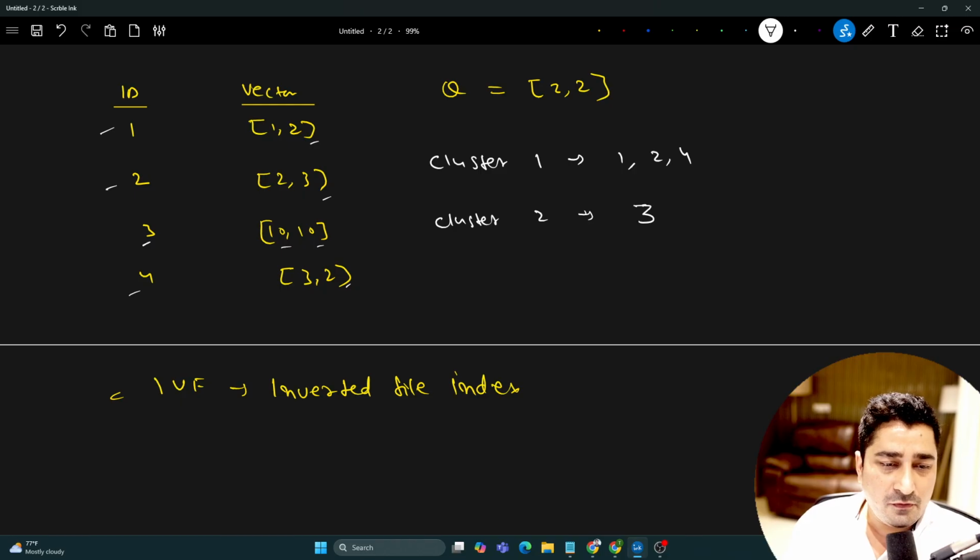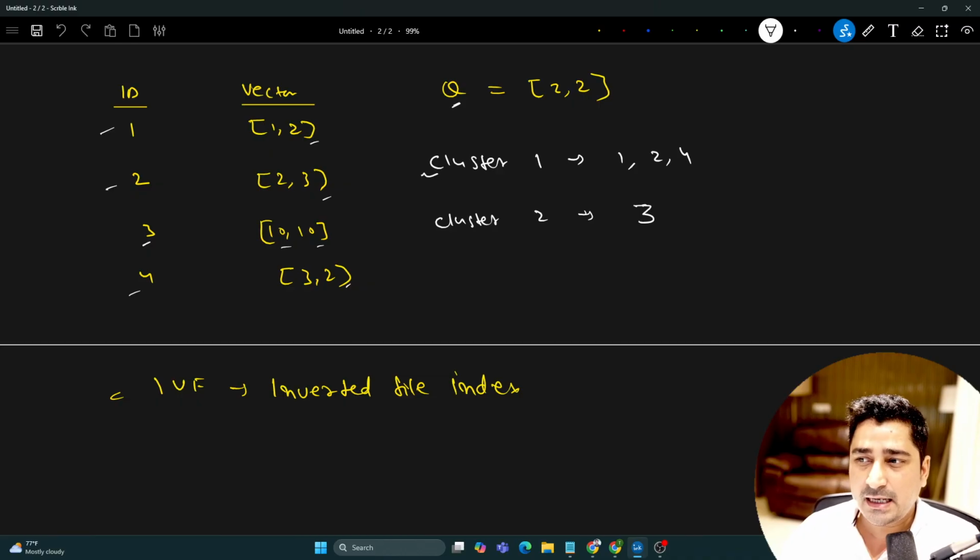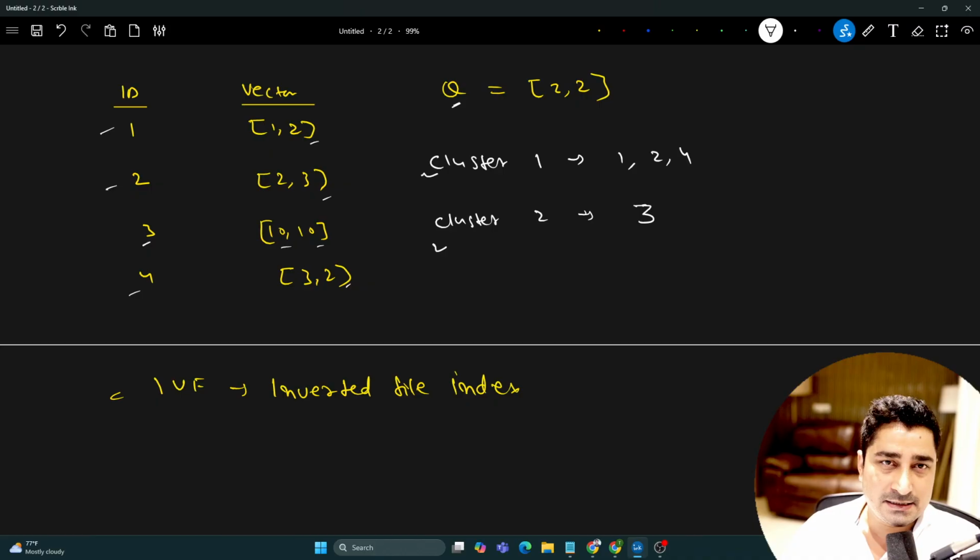Now, whenever someone does a query, 2 comma 2, it will look into a cluster. Which cluster's data is near? Whether cluster number 1 data is near or cluster number 2 data is near. Obviously, the cluster 1 data set is near to this particular query.